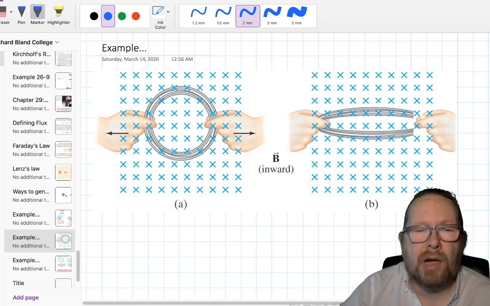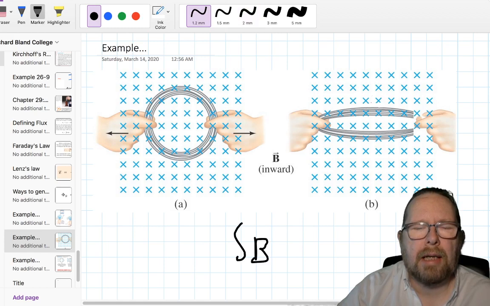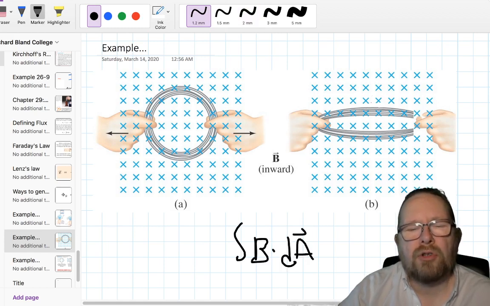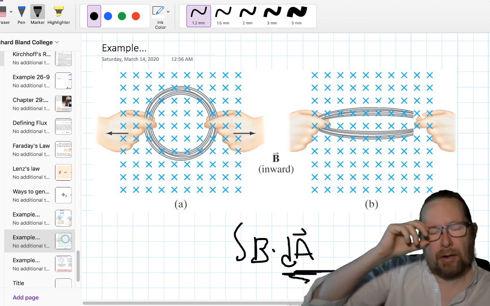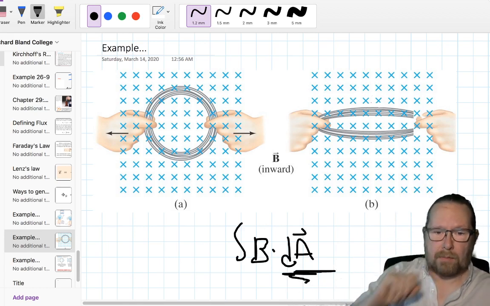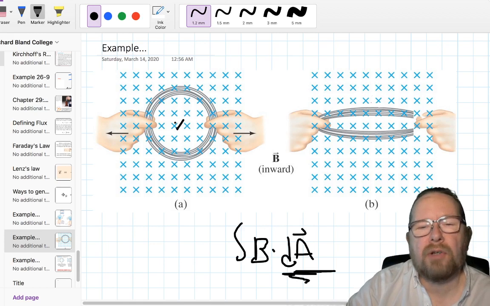The magnetic field is constant, but the flux is equal to the integral of B dot dA through the surface of that loop, and what you're changing is the area. You're changing the area of this loop by stretching it. You're making the area smaller. Okay. So the flux in the into the board direction through this loop is decreasing.